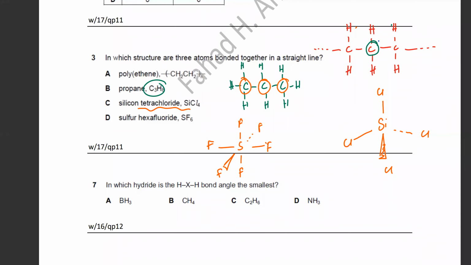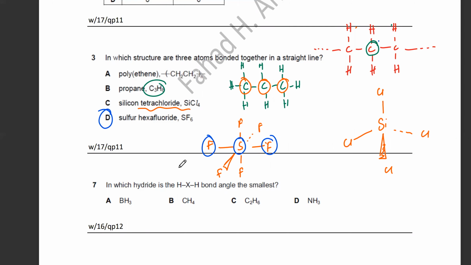Now in this case, 3 atoms are bonded in a straight line. One is on the right side, one is on the left side. So that's a straight line, a 180 degree angle. So option D is going to be correct. That's fine. There's nothing wrong with that.